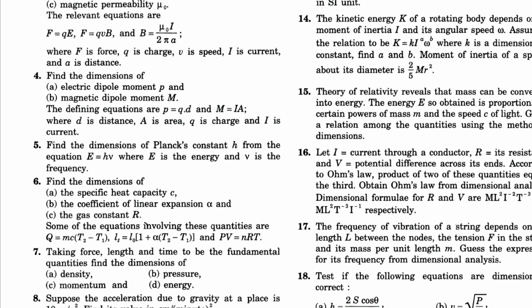Okay, so sometimes people get confused that constant terms do not have dimensions. So it is not necessary. Sometimes constants do not have any dimension, but sometimes they do have dimensions. So remember that it is not necessary that if we have a constant then it will be dimensionless. So here we are asked to find the dimensions of Planck's constant h by the formula E equal to h nu.